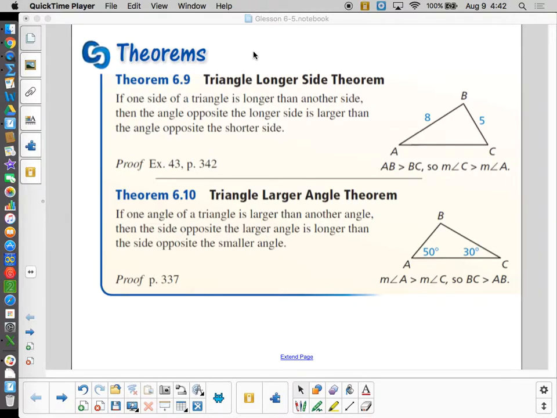Triangle longer side theorem and triangle larger angle. I can't speak today. I apologize. It's been a long day.